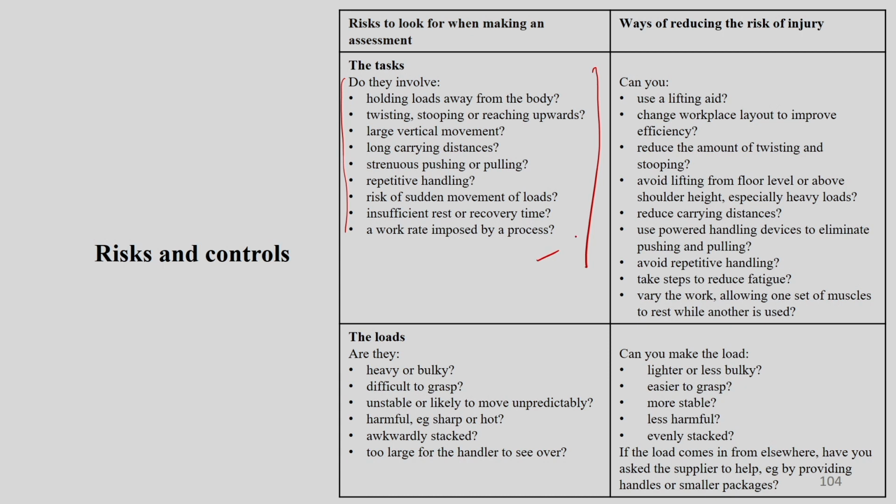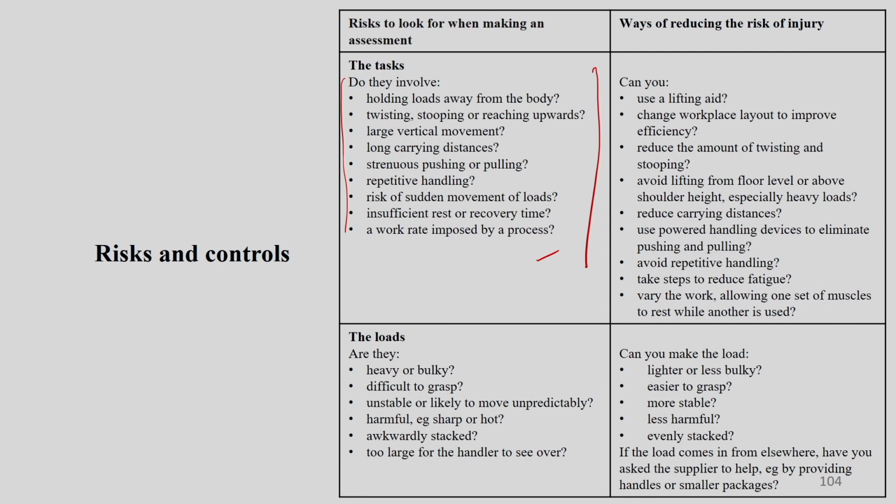So maybe the problem may happen with the task, maybe it is with the load itself. So you need to check, is that particular load the person is going to handle heavy, or is it bulky, difficult to grasp, unstable, or likely to move unpredictably, harmful, for example sharp or very hot or very cold, awkwardly stacked, too large to handle or to see over? So maybe you cannot see over it. Is there anything like this? If so, how can you make the changes?